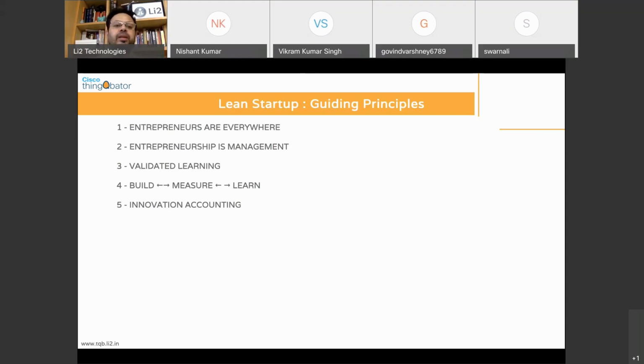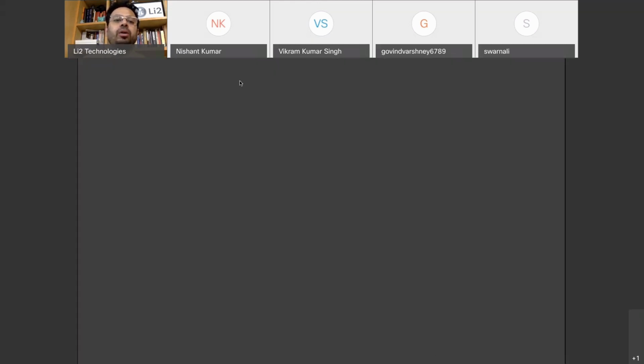The second aspect is that entrepreneurship is management. This is a very important element because most of the time we assume that management is not part of entrepreneurship. Entrepreneurship is making a change, being disruptive, and so on and so forth. That's not true. Entrepreneurs are everywhere, and the whole process of entrepreneurship is managing your customers, managing your product, managing your team, and everything in a very structured manner. It's very important that you understand these two elements.